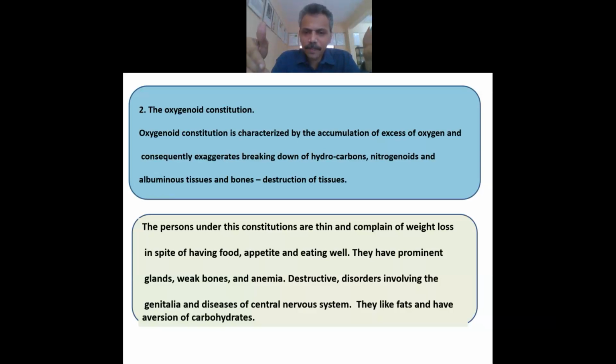Destructive pathology, disorders involving the genitalia and diseases of the central nervous system come under oxygenoid constitution. They like fat and they have an aversion to carbohydrate. These are a few traits of oxygenoid constitution.